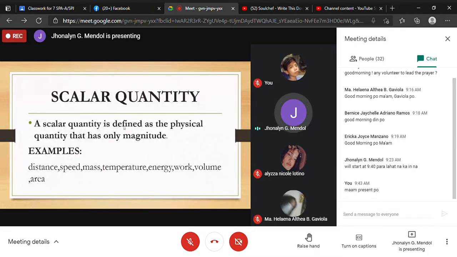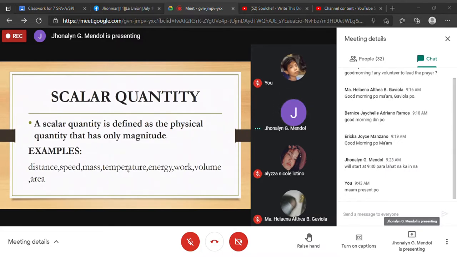A scalar quantity is defined as a physical quantity that has only magnitude. When you say magnitude, for example, we have the distance, speed, mass, temperature, energy, work, volume, and area. Okay, let's take an example, temperature. Can you give me an example of temperature?